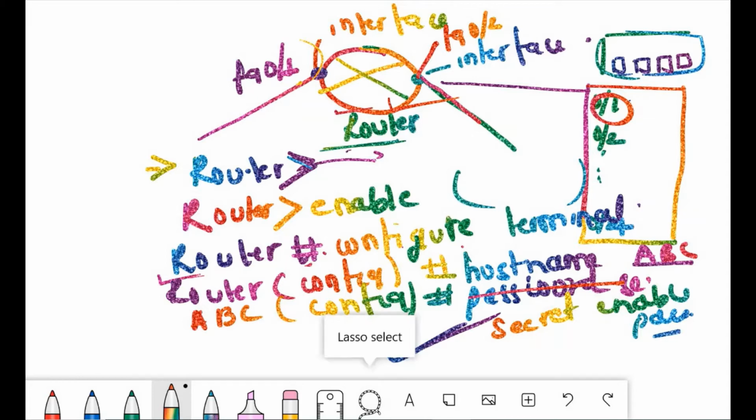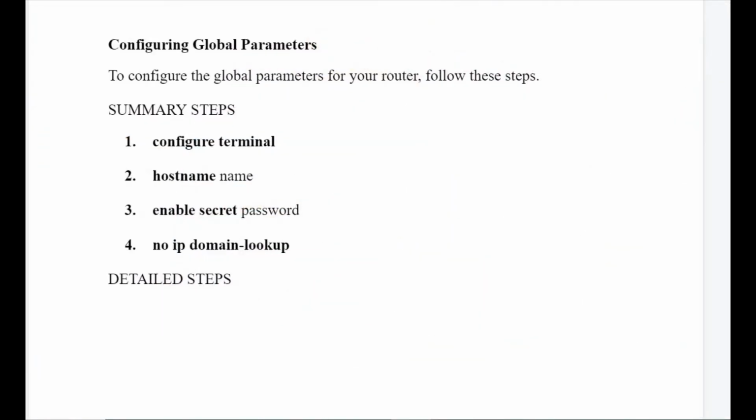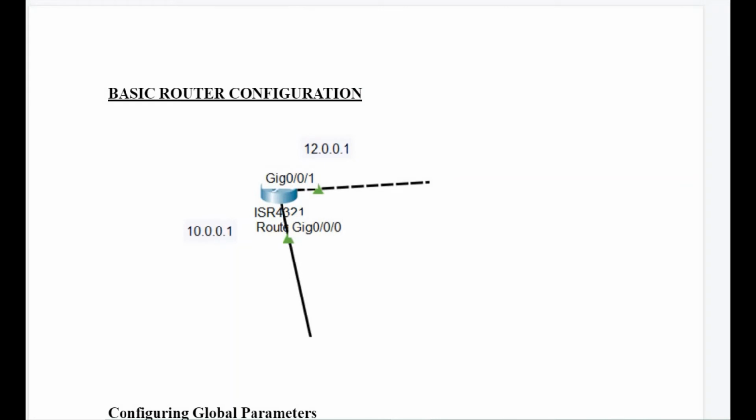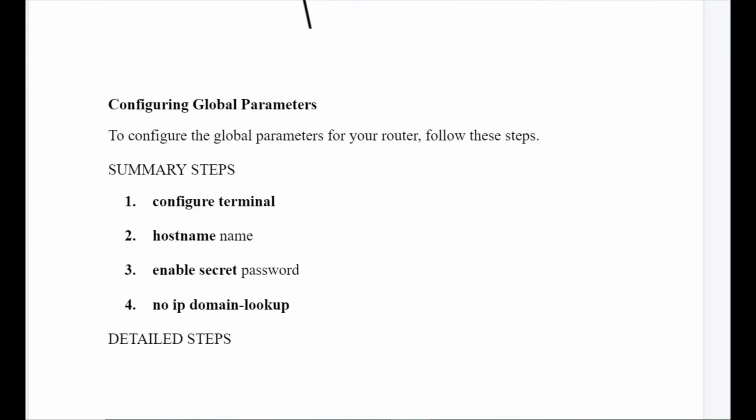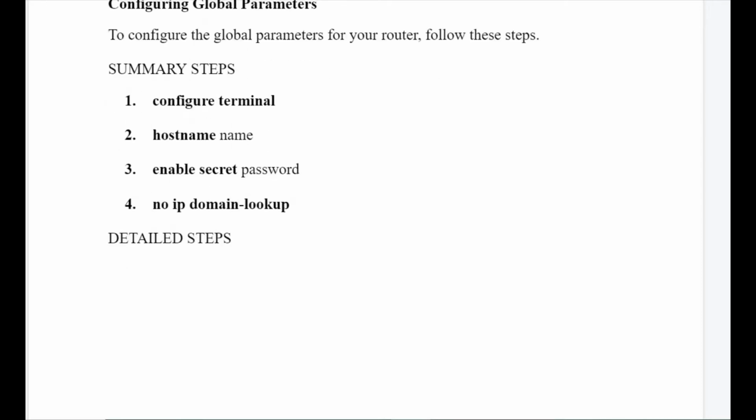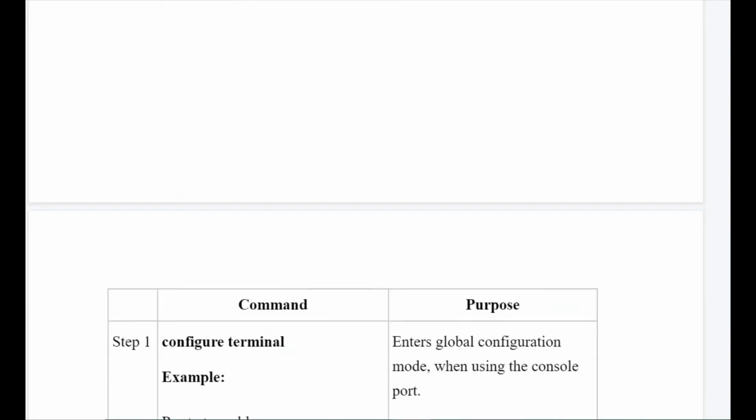Let's see the table here. If you want to configure this router, we have to write configure terminal to go to the configuration mode, then hostname and the name of the router. For the password we have enable secret and the password you have to give. And there's one more command called no ip domain-lookup. Let's see each command one by one, this is very important.